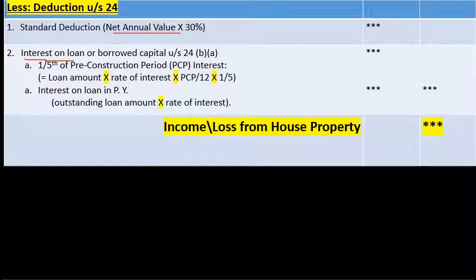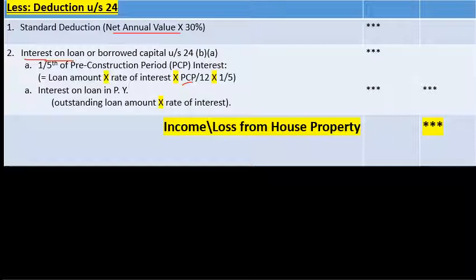1/5 of PCP interest means loan amount into rate of interest into PCP by 12 into 1/5. The concept of PCP, or pre-construction period, is the period starting from the day of commencement of construction or the day of borrowing, whichever is later, and ending on 31st March immediately prior to the year of completion of construction. That is called the PCP.